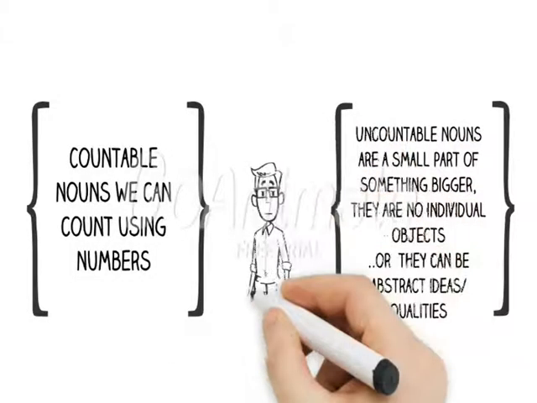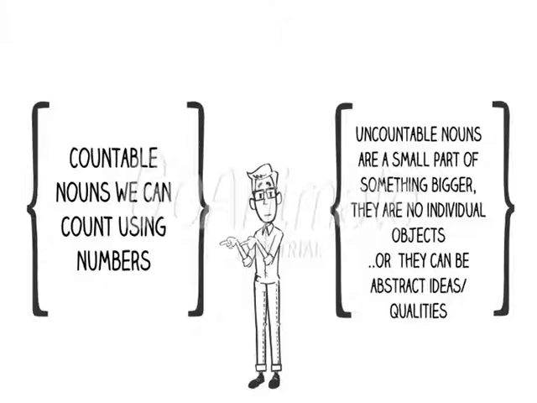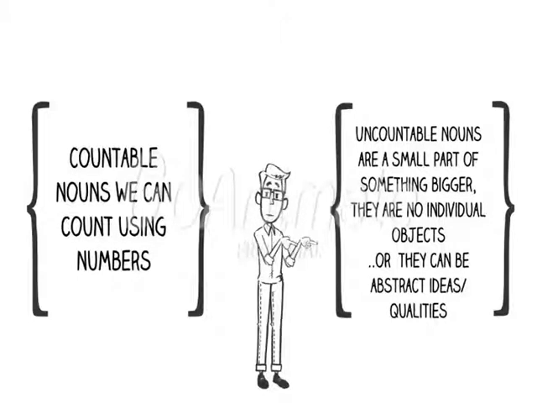Okay, so first of all, countable nouns, we can count them using numbers. On the other hand, uncountable nouns are a small part of something bigger. They are not individual objects, or they can be abstract ideas or qualities.